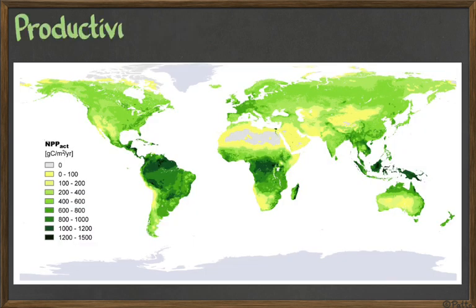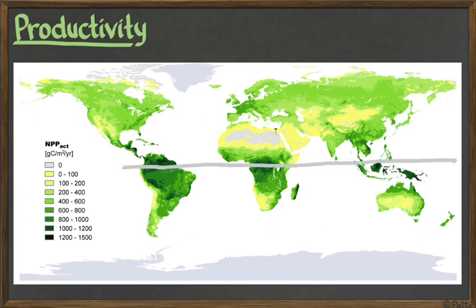So, radiation will also influence productivity. Where you have more radiation, you have a tendency toward higher productivity. So around the equator here, you have tropical rainforest, high productivity, lots of photosynthesis. Away from the equator, you have lower. But there are other factors that will influence this as well.